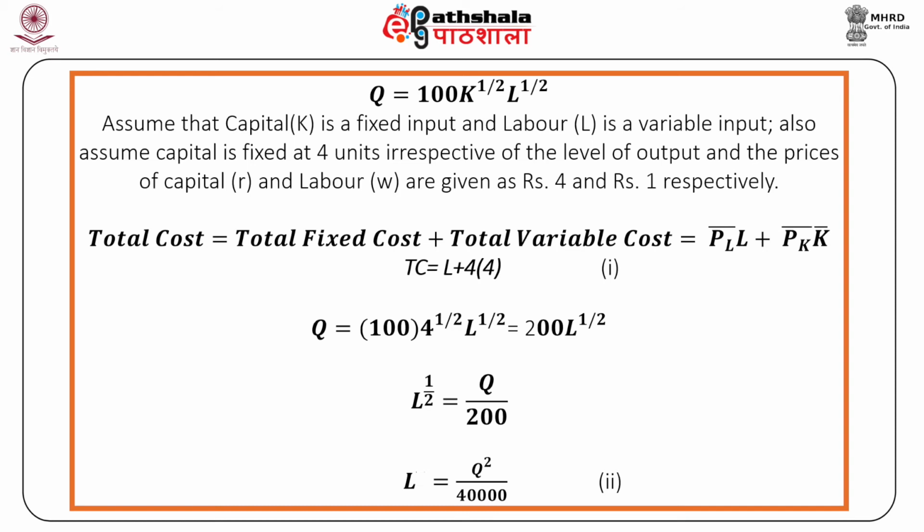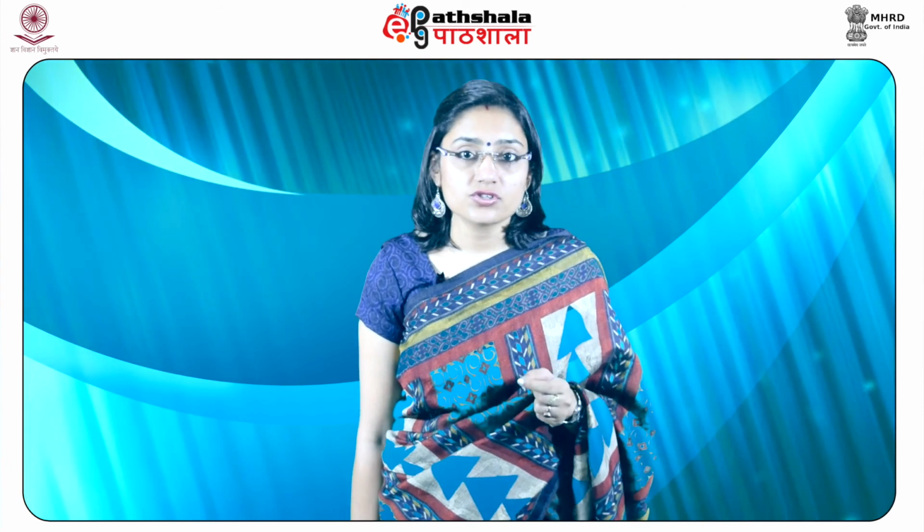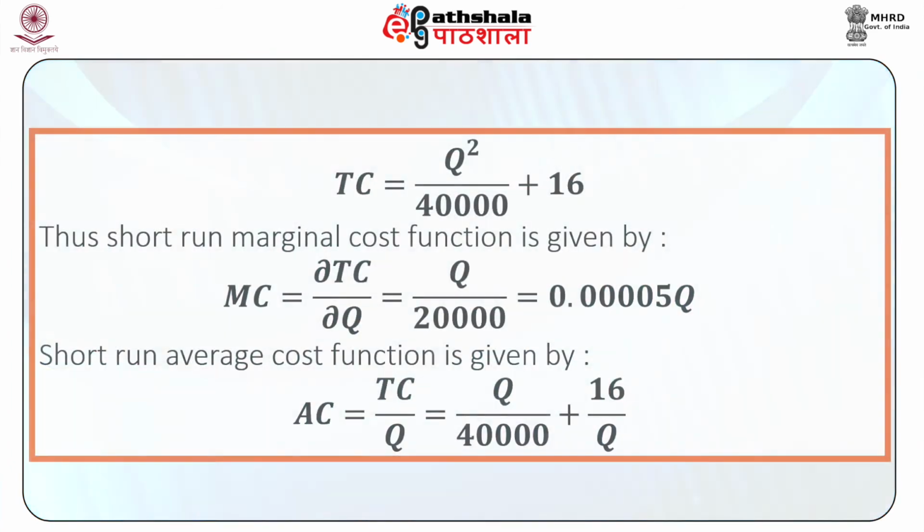Thus, L^(1/2) = Q/200. Hence, L² = Q²/40,000. This is equation 2. Now, substituting equation 2 in equation 1, we get the short run total cost function as follows. TC = Q²/40,000 + 16.